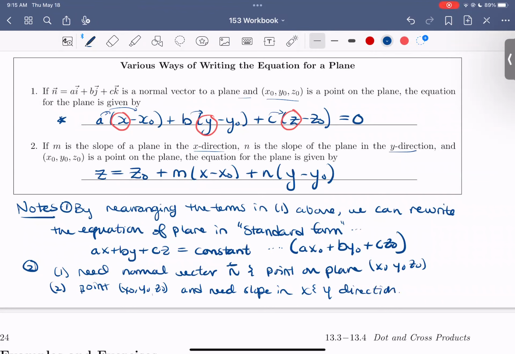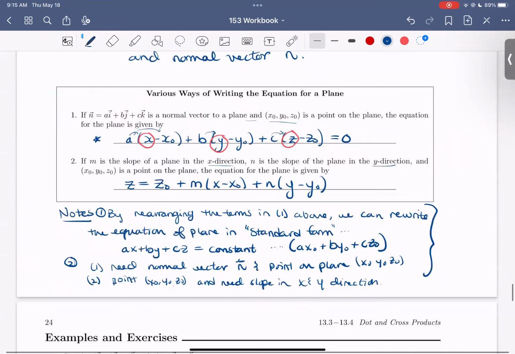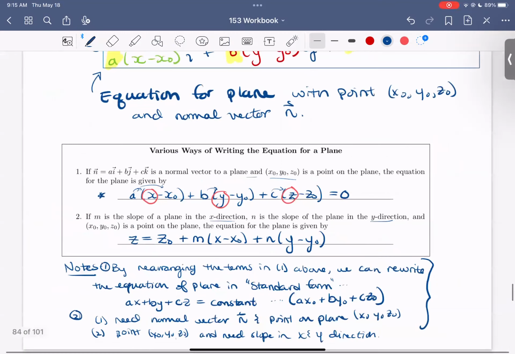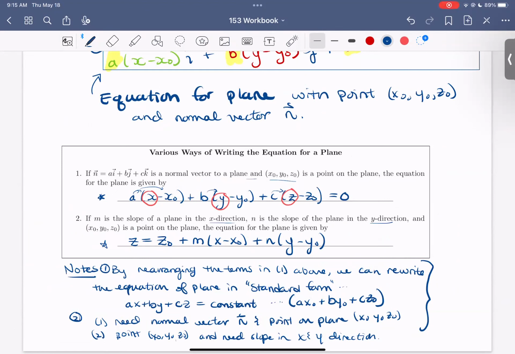So then you might be asking yourself, which of these 2 equations or formulas do I use to write my equation of a plane? Well, it depends on the situation and what information you're given. So if you're given information about a normal vector and a point, then we're going to use the first equation. But if instead we're given something like a table of values, where from that table we can determine the slopes in the x and y direction, then we'll want to use the second equation.